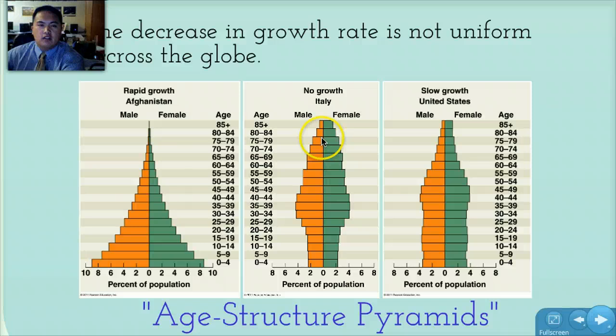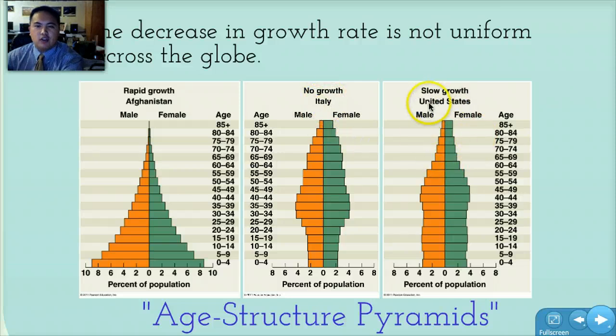So first of all, you should notice that growth rate is not uniform across the globe. Even though the growth rate of the whole globe is growing really fast, it's not the same everywhere. These are called age structure pyramids. What they do is categorize each age range, as you can see right here, and pull out a bar, both female and male, representing what percent of the population is that gender and that age. If you have a pyramid that has the bottom way bigger than the top, we're talking about rapid growth. An example is Afghanistan. If you have an age structure diagram that is sort of rectangular, not like a pyramid, we're talking about no growth, like Italy.